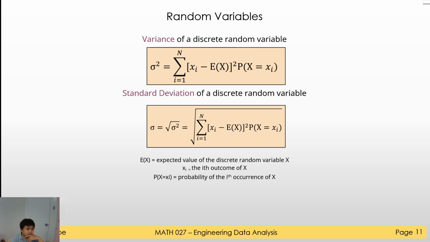We also have two other characteristics of our random variable. We can also figure out the variance and the standard deviation. For the variance, that will be the summation of the square of each random variable value minus the expected value or the mean, multiplied by the probability. Okay? Therefore, the standard deviation is just the square root of your variance.